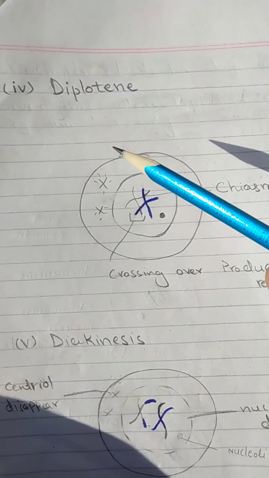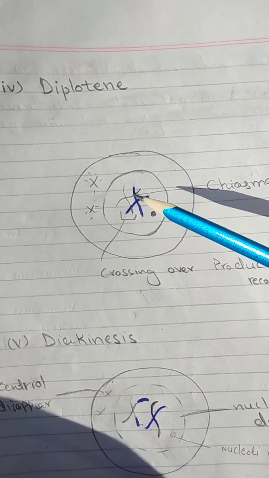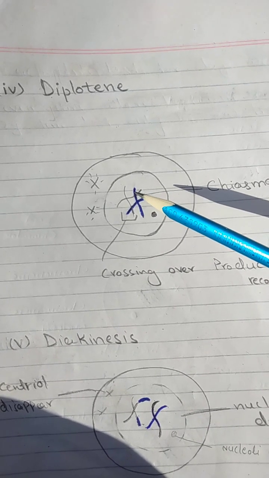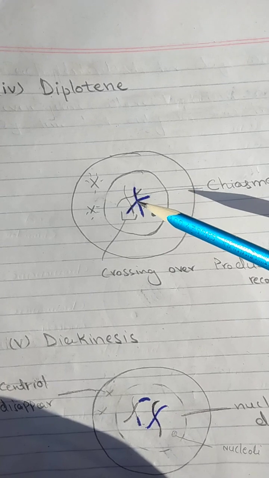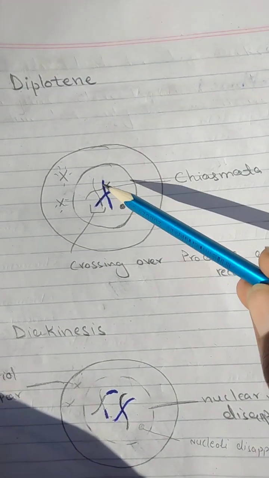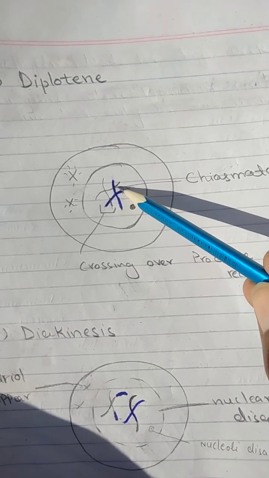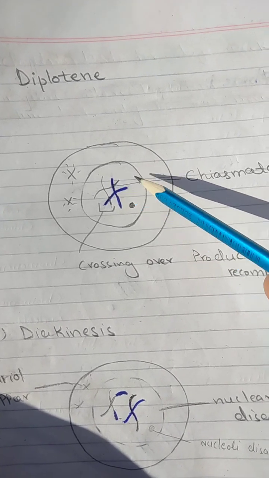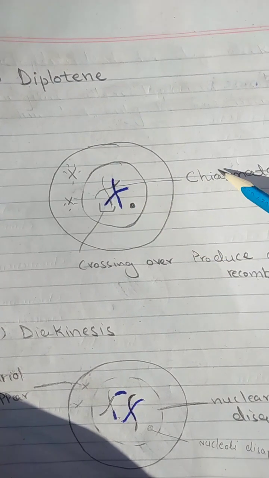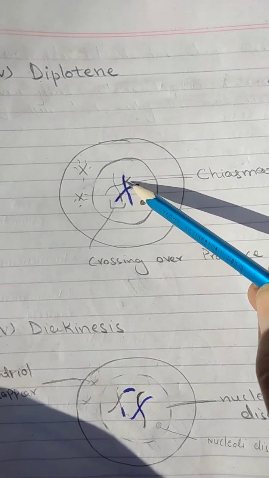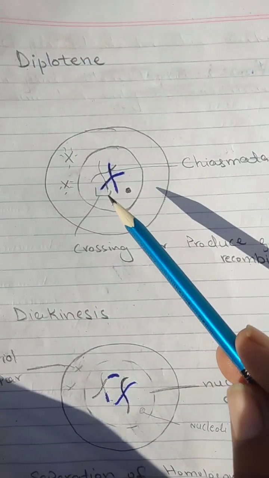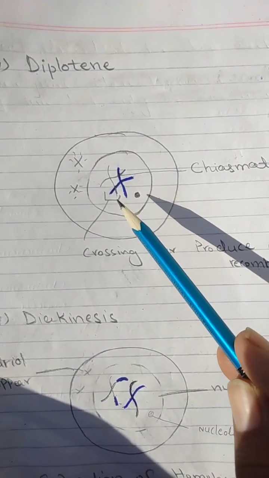In the diplotene phase, gene exchange takes place, segments of the gene are exchanged, and the father's gene overlaps with the mother's gene. This point is named the chiasmata. Chiasmata formation takes place, and the crossing over causes recombination of the genes. This process is called crossing over.